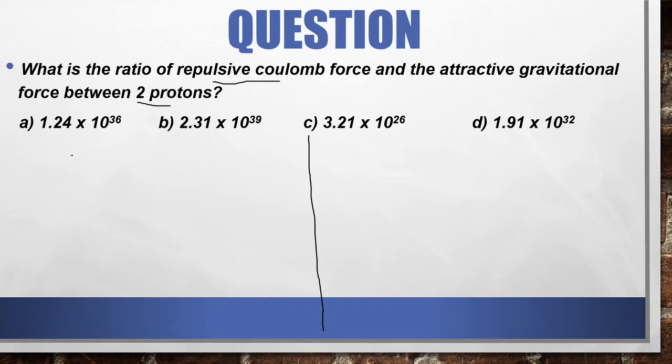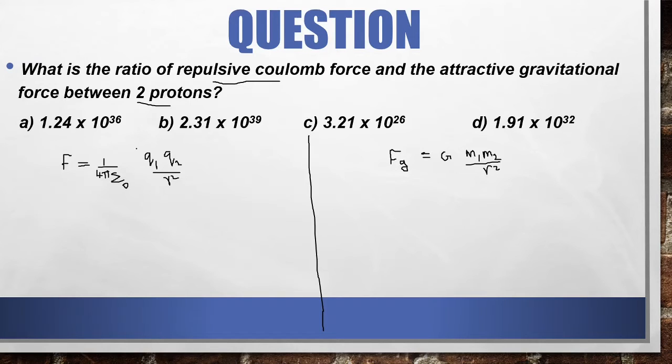We know that according to Coulomb's law, the equation to find force between two charges is F is equal to 1 by 4 pi epsilon 0 Q1 Q2 by R square, right? And the equation for gravitational force, we can denote it by Fg, is equal to G m1 m2 by R square, where G is the gravitational constant, m1 m2 are the masses of the two bodies, here two protons, and R is the distance between them.